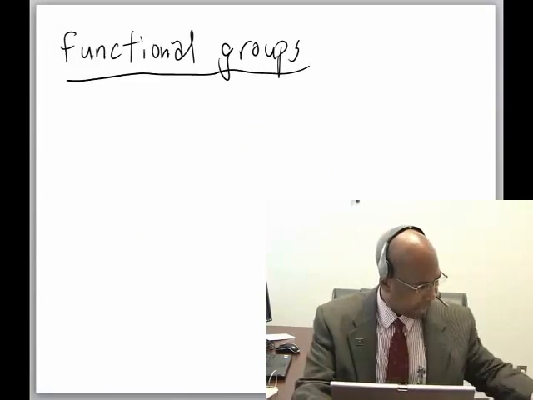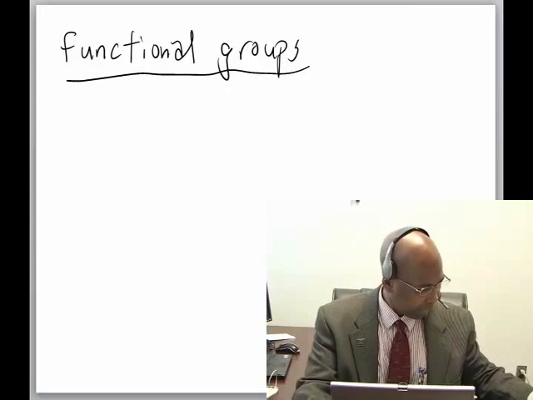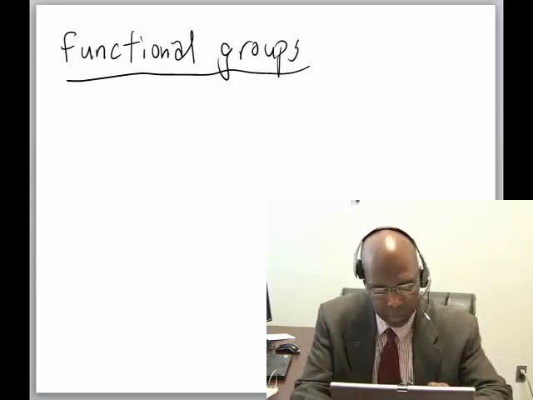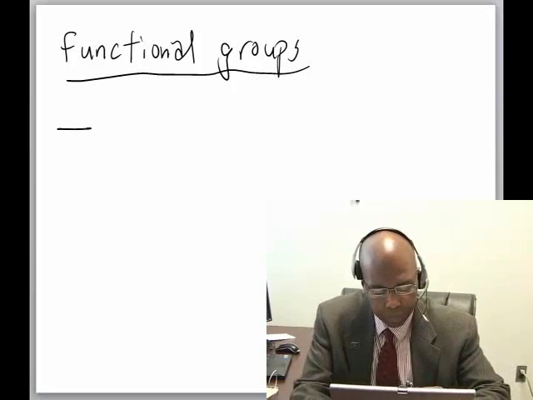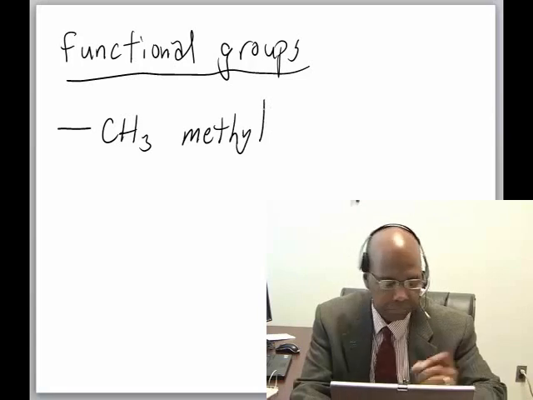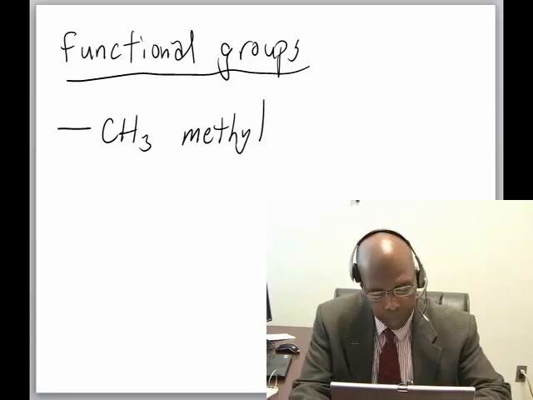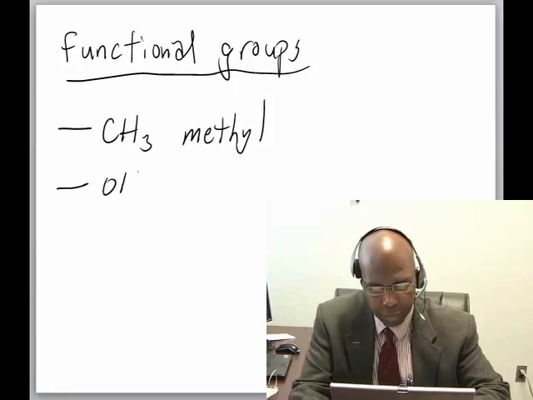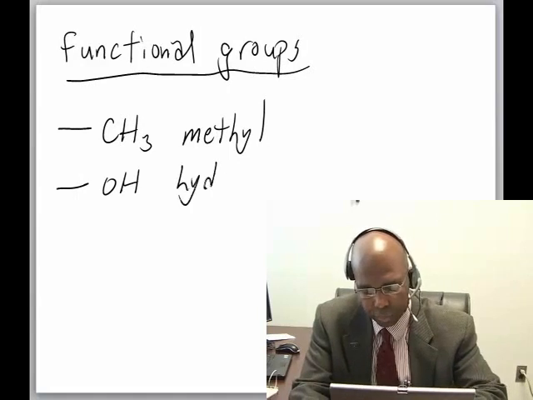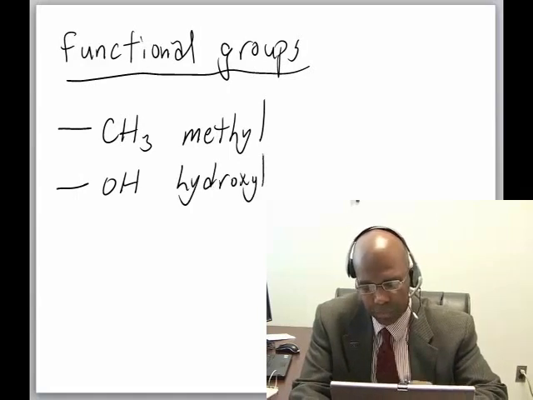Okay, now I'm going to identify about 11 functional groups, and they really shouldn't be too difficult. If you have this functional group here, CH3 attached to something, we call this the methyl group. That makes sense, and we've seen this one already. Most of these we've seen. If we have OH attached to something, we call that OH the hydroxyl group, and we've seen it makes alcohols.